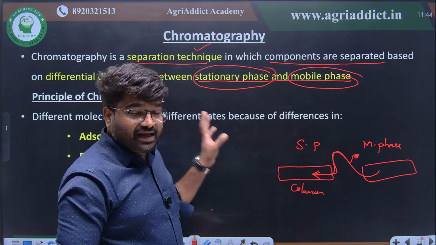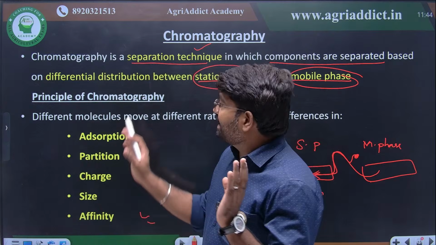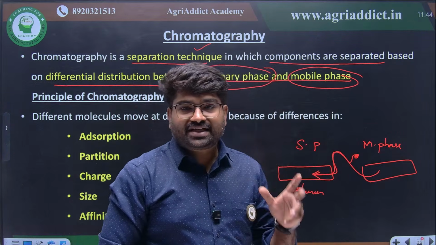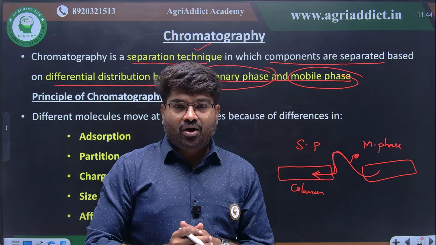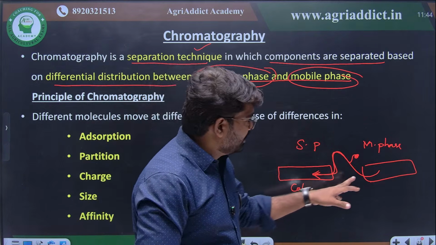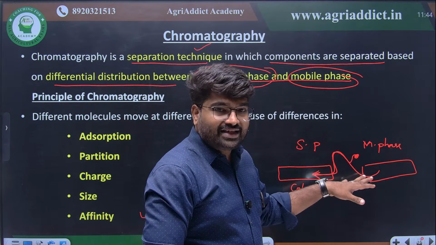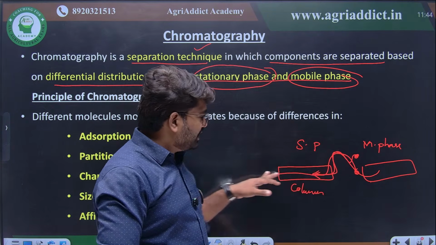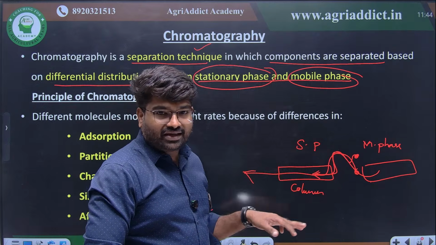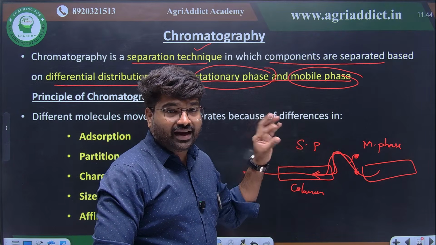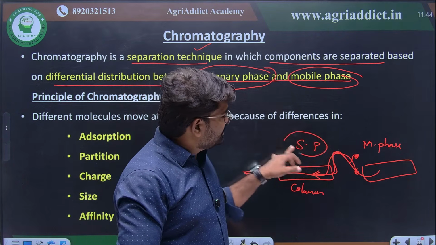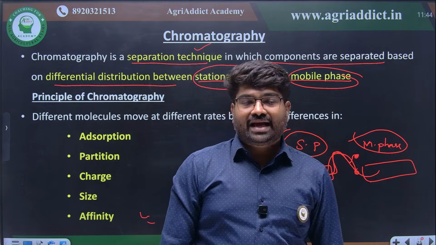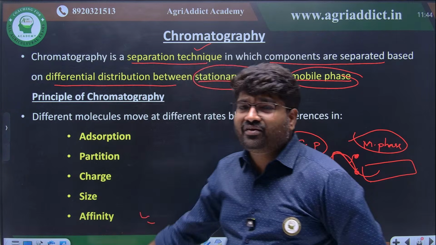Okay. Here itself, in the definition itself, it's there. Based on the differential distribution between the stationary and mobile phase, our molecule will be separated. For example, if the molecule is highly soluble in the mobile phase, then it will go along with it and it can elute first. Clear? So how the analyte is interacting between stationary phase and mobile phase, based on this, our molecule can be separated. Okay. There are different techniques.